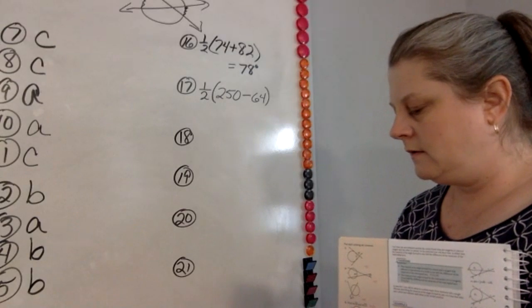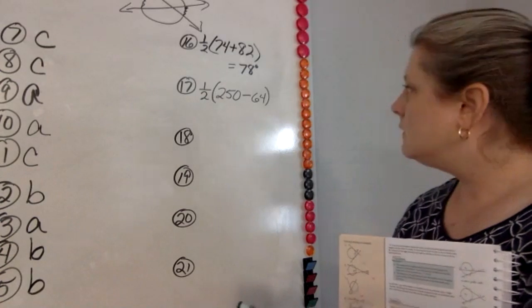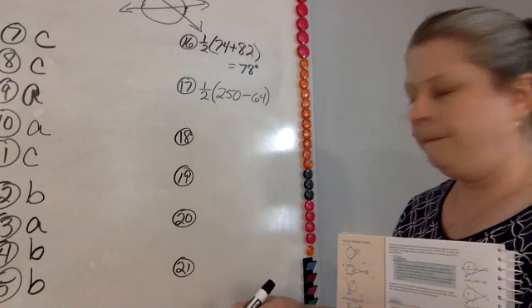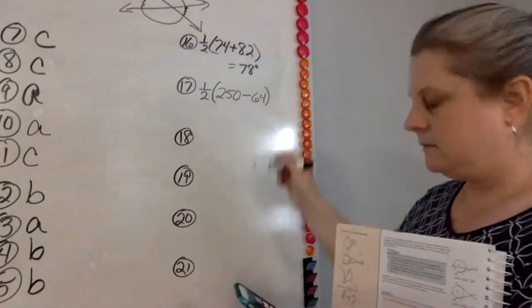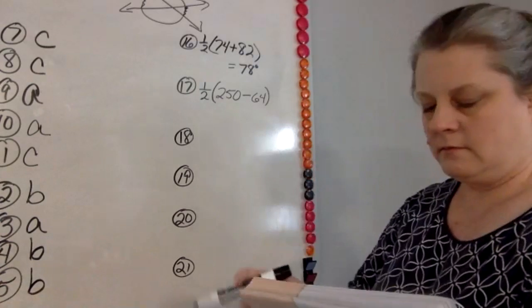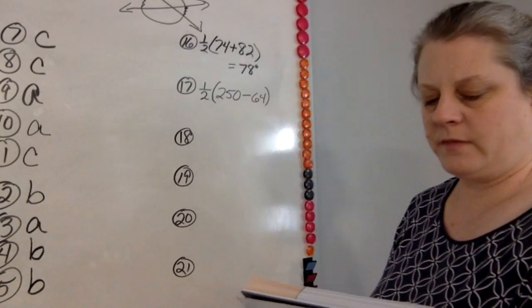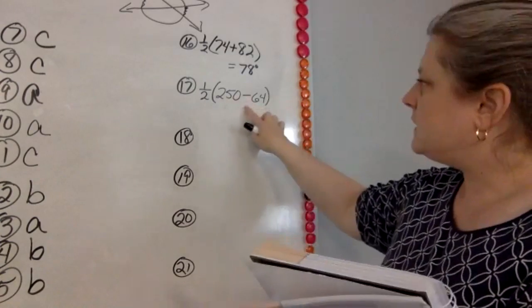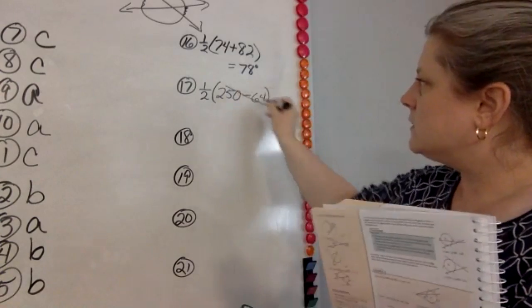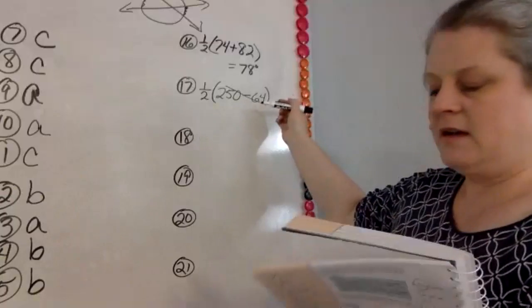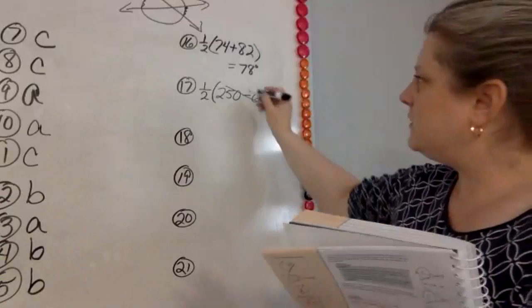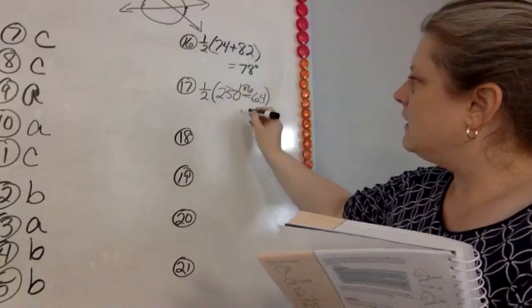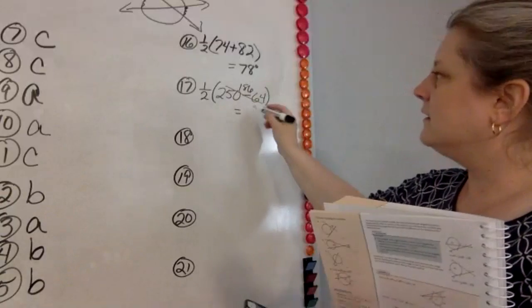Is it 218? The whole thing? No. Take 250 minus 64. So 186. Oh my God. What'd you do? I just added it and then I divided it by 2.